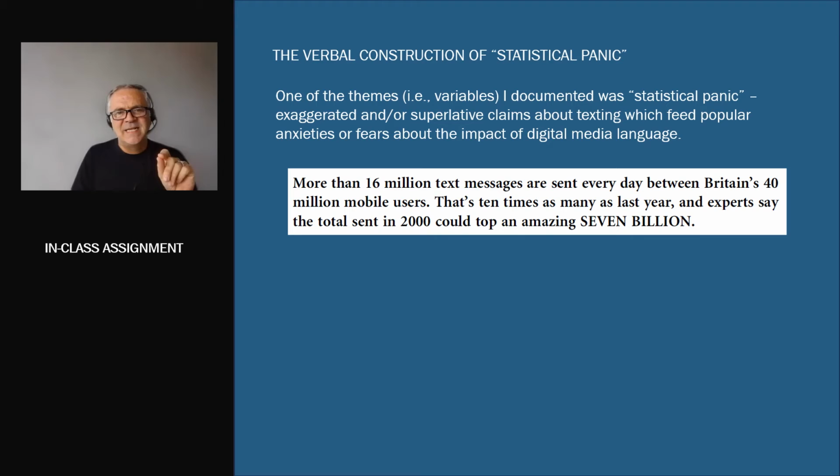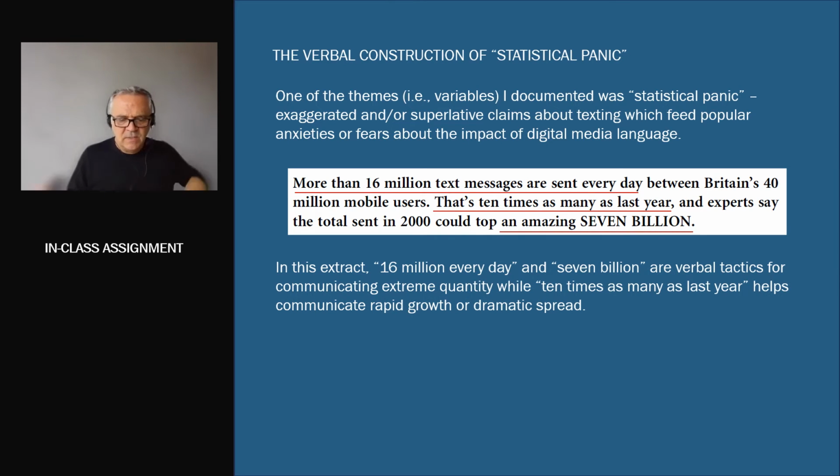More than 16 million text messages are sent every day between Britain's 40 million mobile users. That's 10 times as many as last year, and experts say the total sent in 2000 could top an amazing 7 billion.